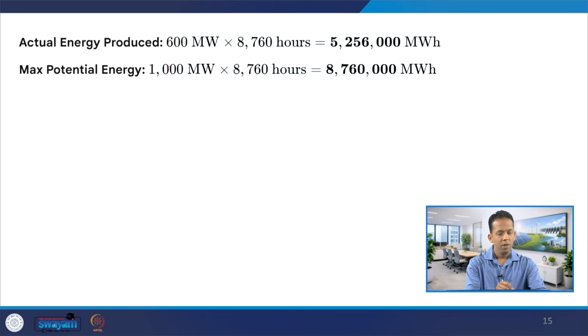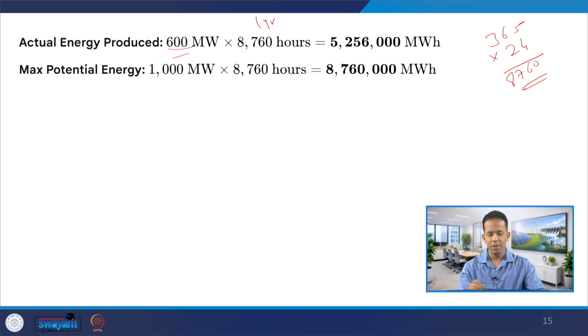So, if we look at actual energy produced based on the annual average of 600 megawatt, it is for 1 year. 1 year is 365 days times 24 hours, which comes out to be 8760 hours. If you multiply by that, we get some megawatt hours. And the maximum potential energy, or the installed capacity, is 1000 megawatt. When we multiply it for 1 year, 8760, it comes out to be 8760 times 1000.